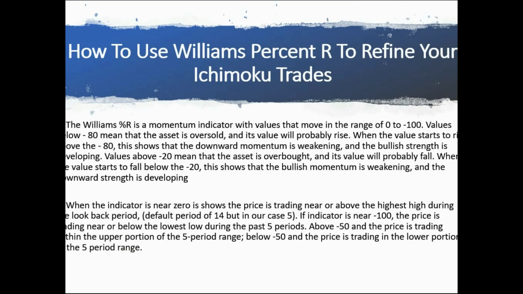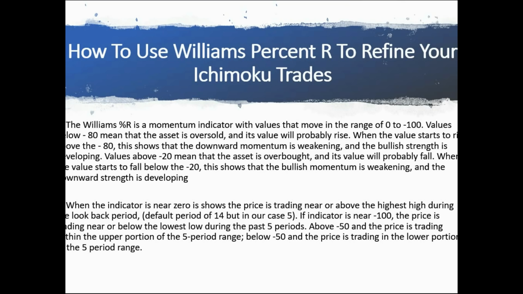The Williams percent R is a momentum indicator with values that move in the range of 0 to negative 100. Values below negative 80 mean that the asset is oversold and its value will probably rise. When the value starts to rise above that negative 80, this shows that the downward momentum is weakening and the bullish strength is developing. And we're going to use that to our advantage.